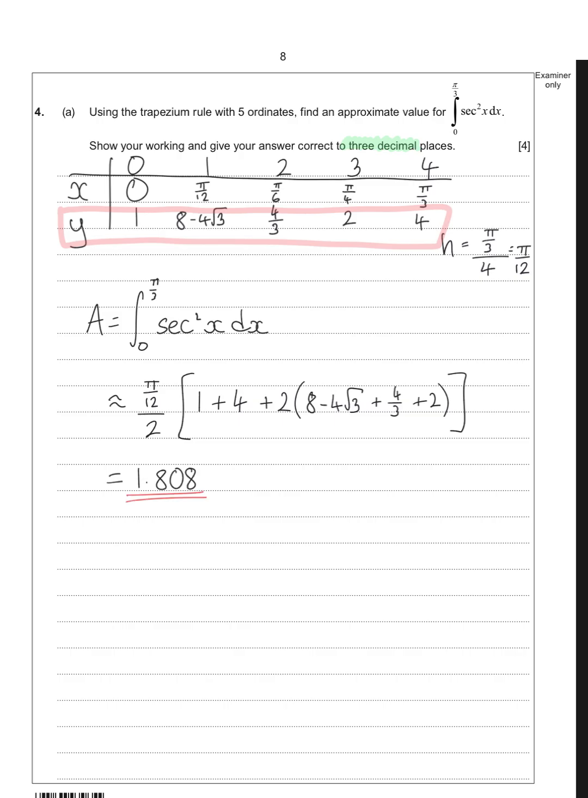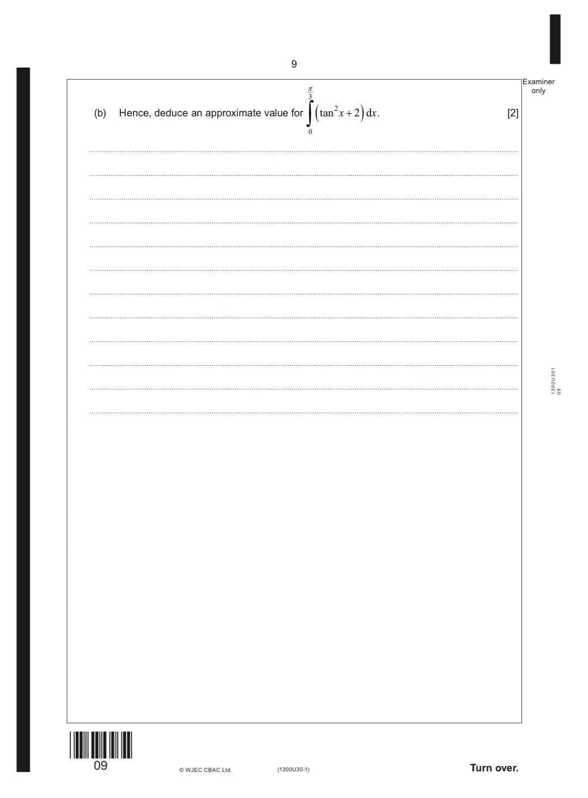Okay, so these questions, I do appreciate you might find them tedious. I know I certainly do, but there's a lot of marks for them, so it's well worth setting out everything nicely and properly. Okay, moving on.